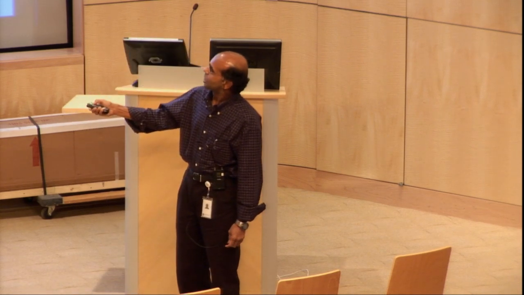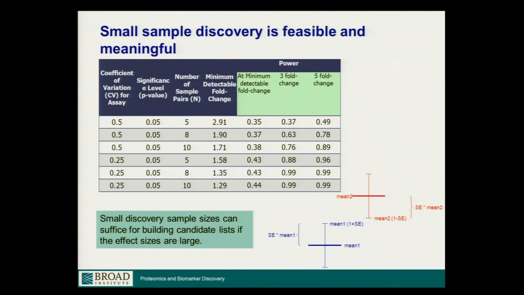So here, this column is what we call the coefficient of variation, or CV, for the assay. The mathematical definition of CV is standard deviation divided by the mean. So it's a measure of the variance of your measurement. So 0.5 means 50% variance. On average, your measurement varies by 50% for a given peptide or protein. And 0.25 is 25%. I picked these values because usually the technical variation of a label-free experiment is around 50 to 100%, whereas the technical variation of an MRM experiment is 10 to 20, 25%, that kind of range. So those are the reasons why I picked those values.